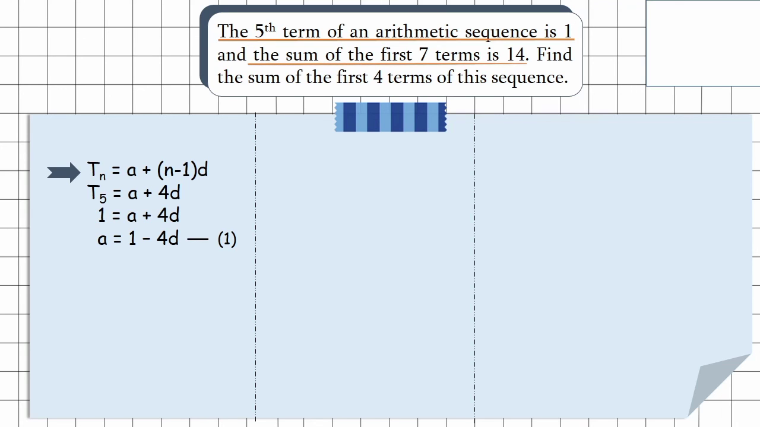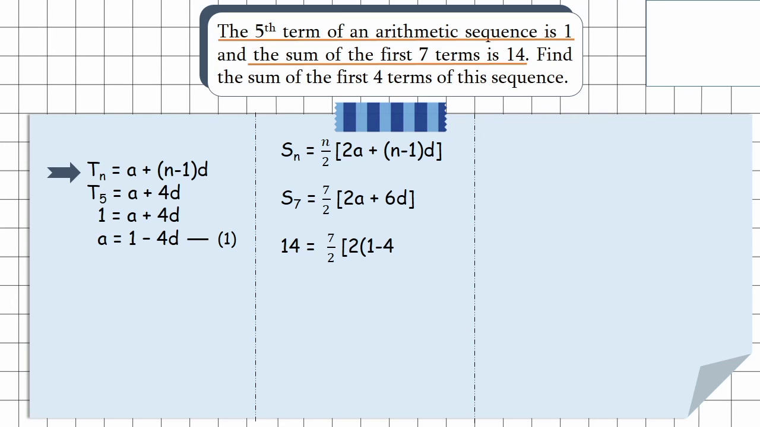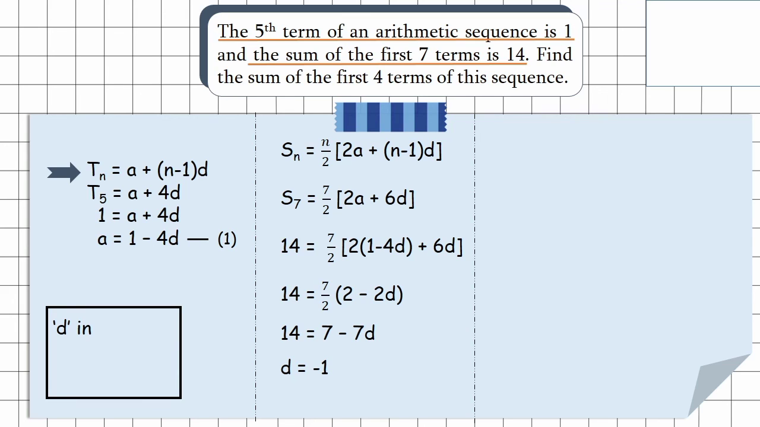Next, given the sum of the first 7 terms is 14. Based on the formula Sn equal to n over 2 times (2a plus (n minus 1) times d), we will write the sum of the first 7 terms as S7 equal to 7/2 times (2a plus 6d). Substitute 14 in S7 and equation 1 in a. Solve the equation and find the value of d. To find the value of a, substitute the value of d in equation 1.